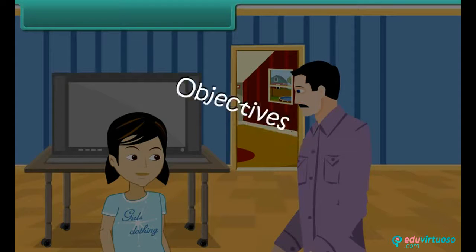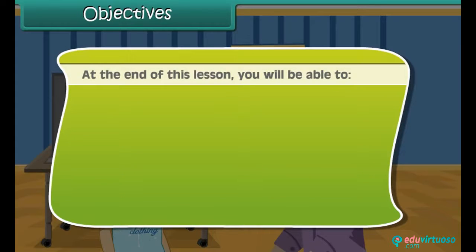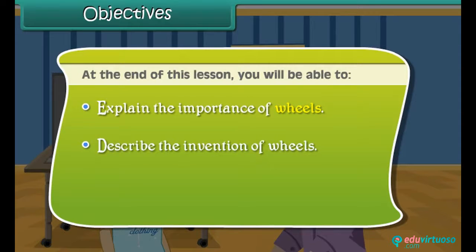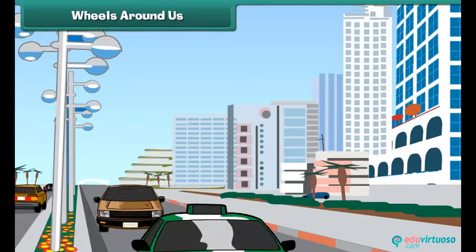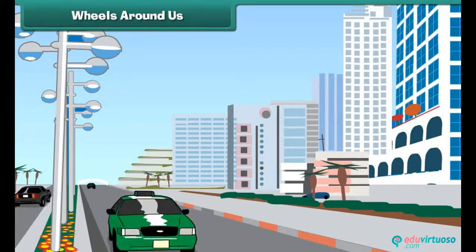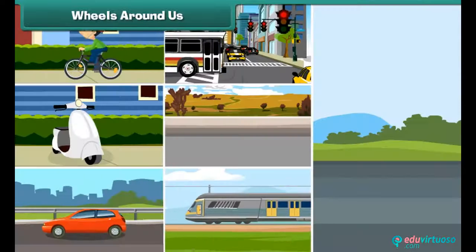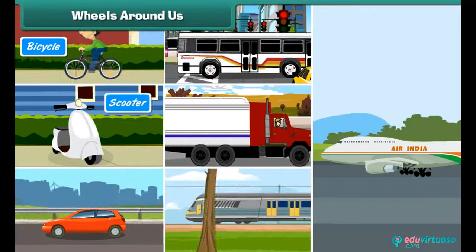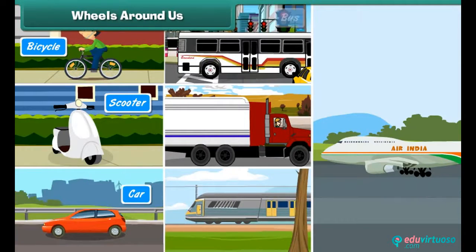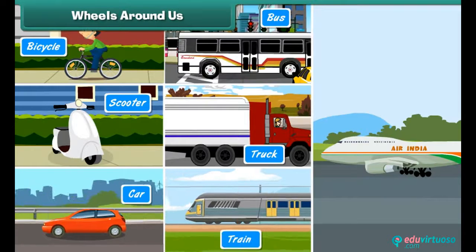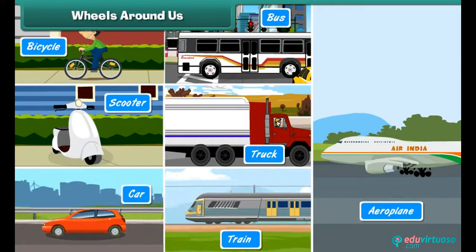Objectives. At the end of this lesson, you will be able to explain the importance of wheels and describe the invention of wheels. Wheels around us. All vehicles that move on roads, such as bicycles, scooters, cars, buses and trucks, trains, and even aeroplanes have wheels.